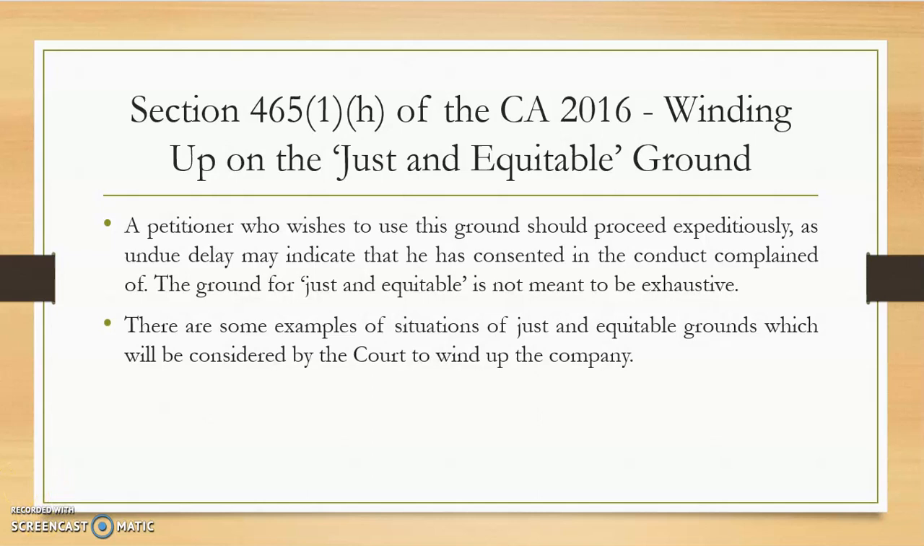When a petitioner wants to use this provision of section 465 subsection 1 paragraph (h), a petitioner who wishes to use this ground should proceed expeditiously, as an undue delay may indicate that he has consented to the conduct complained of. So the ground of just and equitable is not meant to be exhaustive. It can be anything, and there are some examples given. What does it mean by just and equitable? Let us go through them one by one first. These are just examples; the list is not exhaustive.